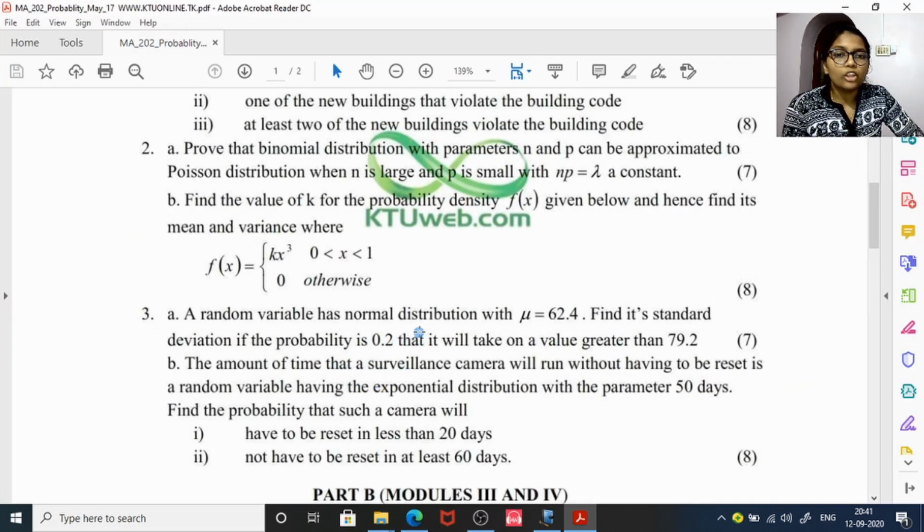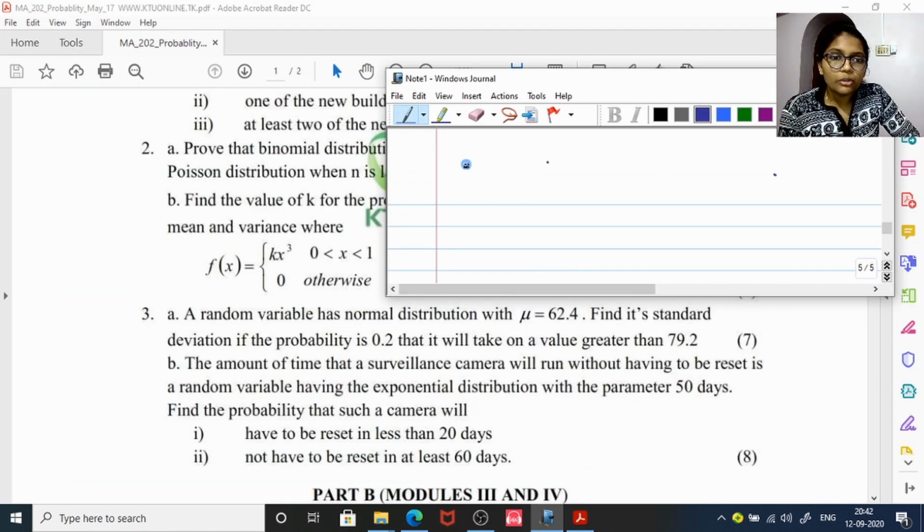Next is from the topic normal distribution. Here you can see a random variable has normal distribution with mu equal to 62.4, which is the mean, and you have to get the standard deviation, if the probability is 0.2 that it will take on a value greater than 79.2. Let us put the complete sentence into an equation. Given mu is equal to 62.4 and the standard deviation must be found out. Next, P of something is equal to 0.2 for a value greater than 79.2.